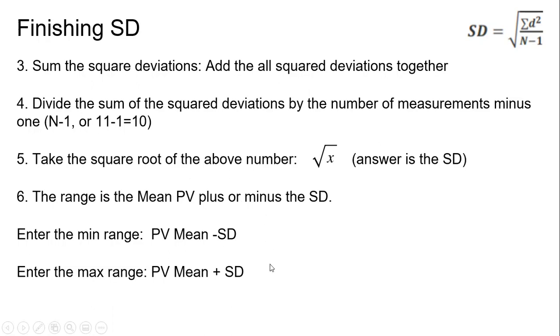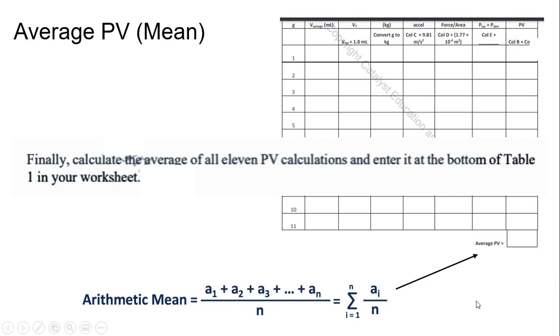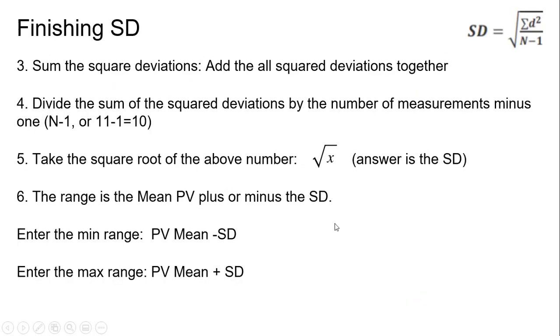For 6, you're going to take a range. You take that mean PV, which is the number that you had here. That's the average. You subtract the standard deviation, which is number 5, from that average, and then you enter the max range, where you take the average and add the standard deviation and enter that number. That is the range of how far out from the average the values should be.